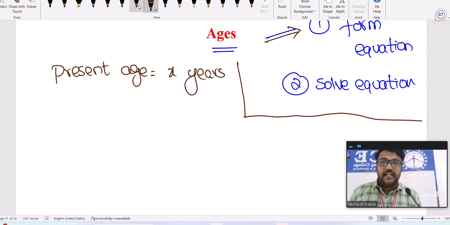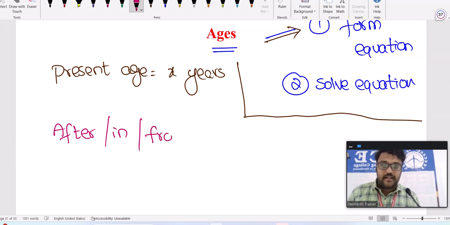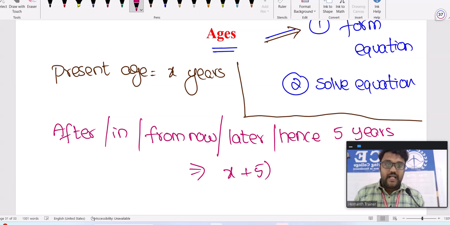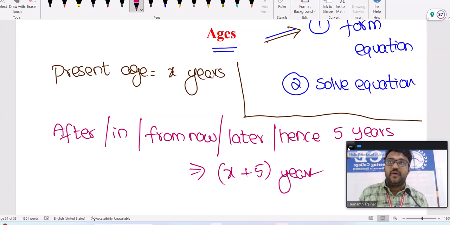In the question, they'll say after, in, from now, later, hence. They use different terminologies like these: after 5 years, hence 5 years, in 5 years, from now 5 years. All of this means your age becomes x plus 5. Your present age is x, so obviously after 5 years, your age will be x plus 5.